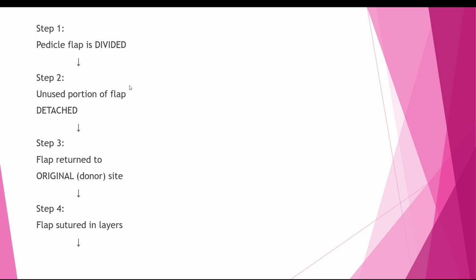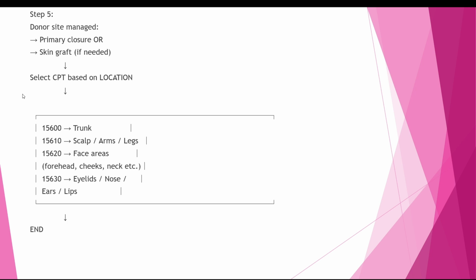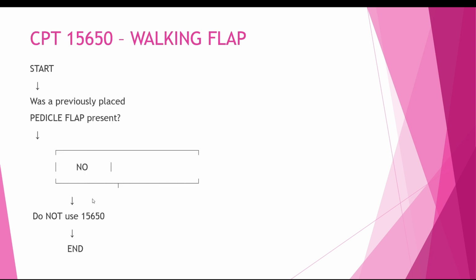They are dividing it. Any unused portion of the flap, they are detaching, and the flap is returned to the donor site. The flap is returned to the original donor site and sutured in layers. The donor site is managed by primary closure or skin graft if needed. Based on the donor site, we have CPT codes 600, 610, 612 and 630. So based on the anatomical location, you can code this set of CPT codes.